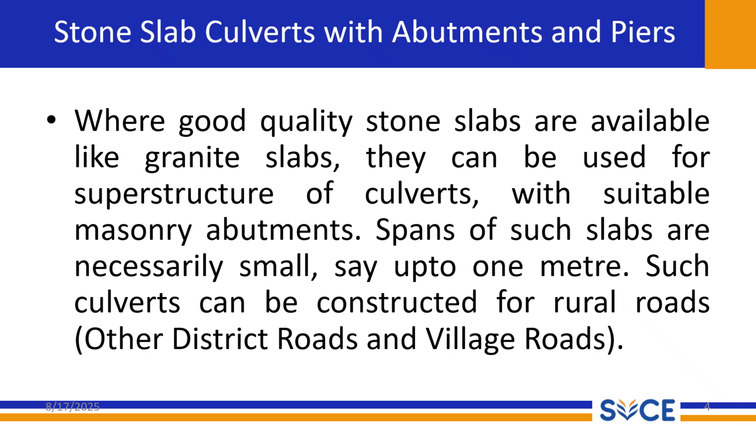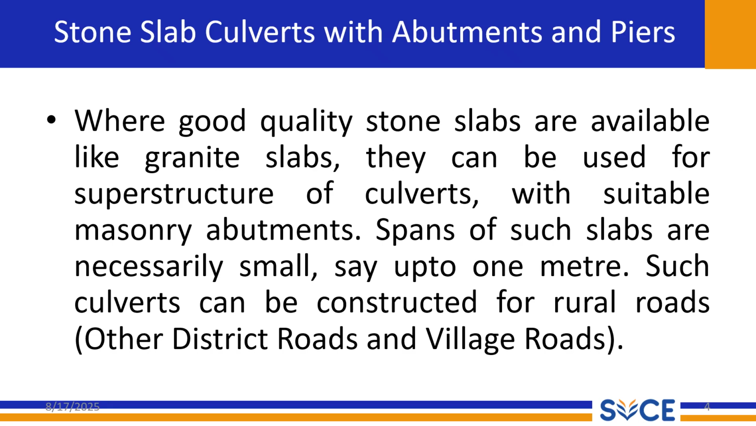Now let us discuss the slab culvert with abutments and piers. This type of culvert is one of the oldest and simplest forms of bridge construction, commonly used in rural and temporary works. In this, large stone slabs are placed across the span to form a deck or roadway. These slabs are supported at the ends by the abutments, and for longer spans, intermediate piers are provided to divide the span into smaller sections.